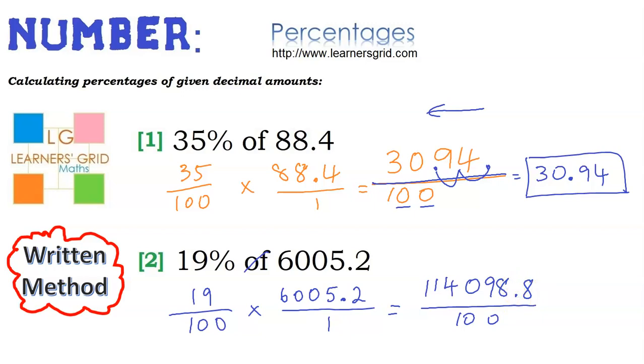Okay, now for this one, the decimal point is there. So great. It's not a big deal. In fact, it's kind of helpful. I still am going to be going to the left to make the face value and the place value of this number much smaller. The decimal point is going to go to the left. 1 space, 2 spaces. 1, 2. So the final answer becomes 1140.988. And there you have it.